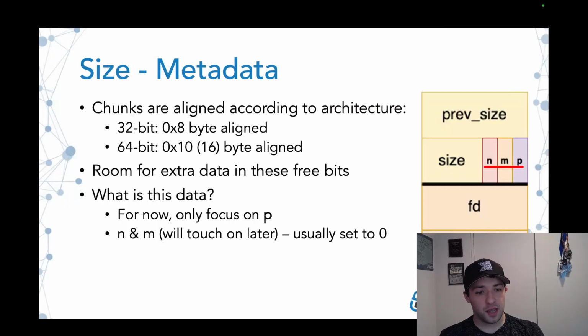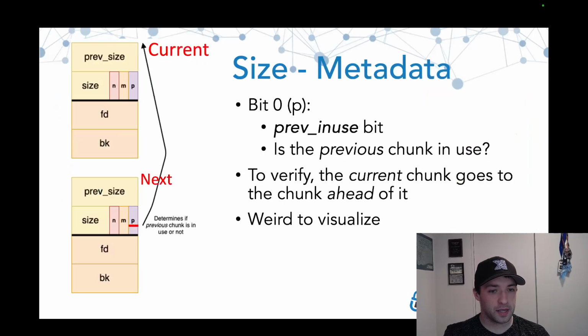Now the size isn't just the actual size of the chunk. The final 4 bits are unused because things are 16-byte aligned on 64-bit and 8-byte aligned on 32-bit. So these final 3 bits actually have some special meaning to them. The main one that we want to care about right now is the P bit. The P bit stands for prev in use.